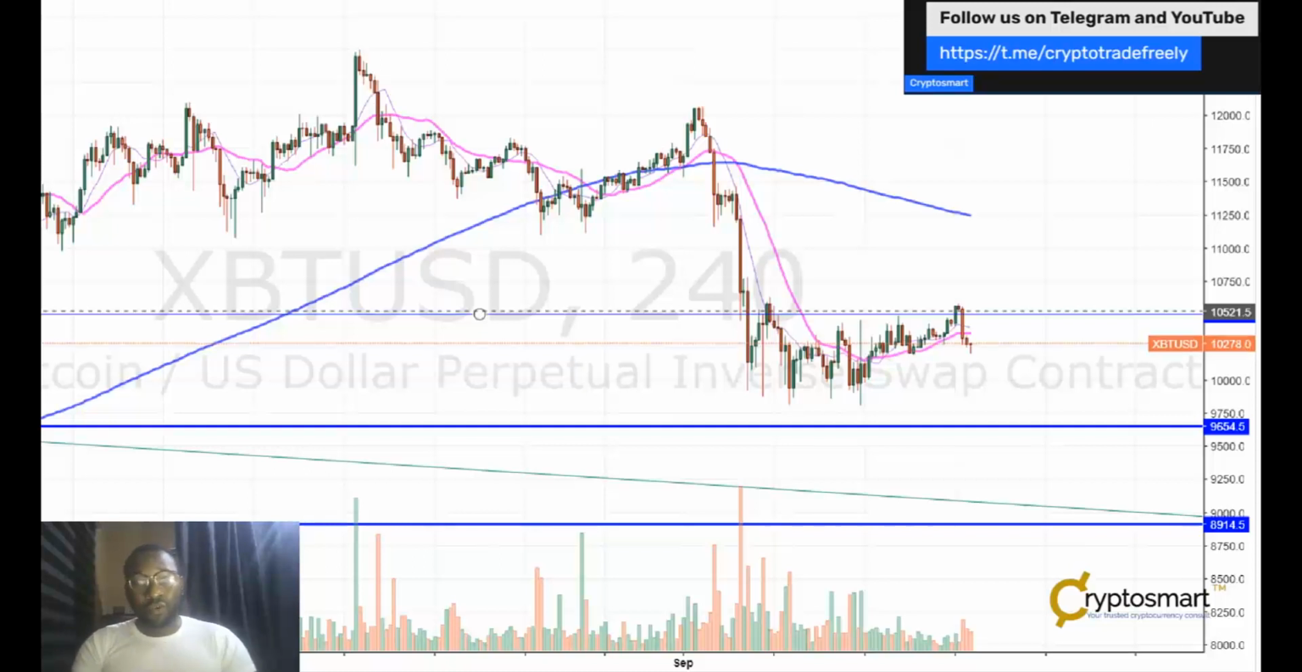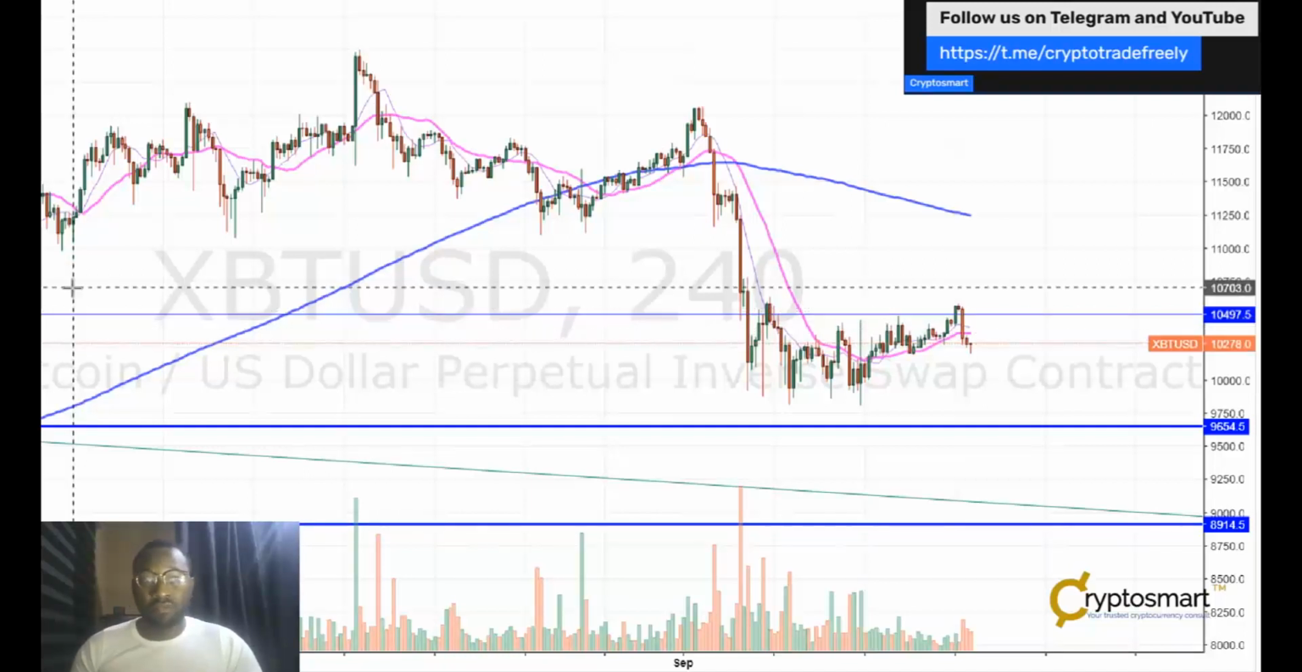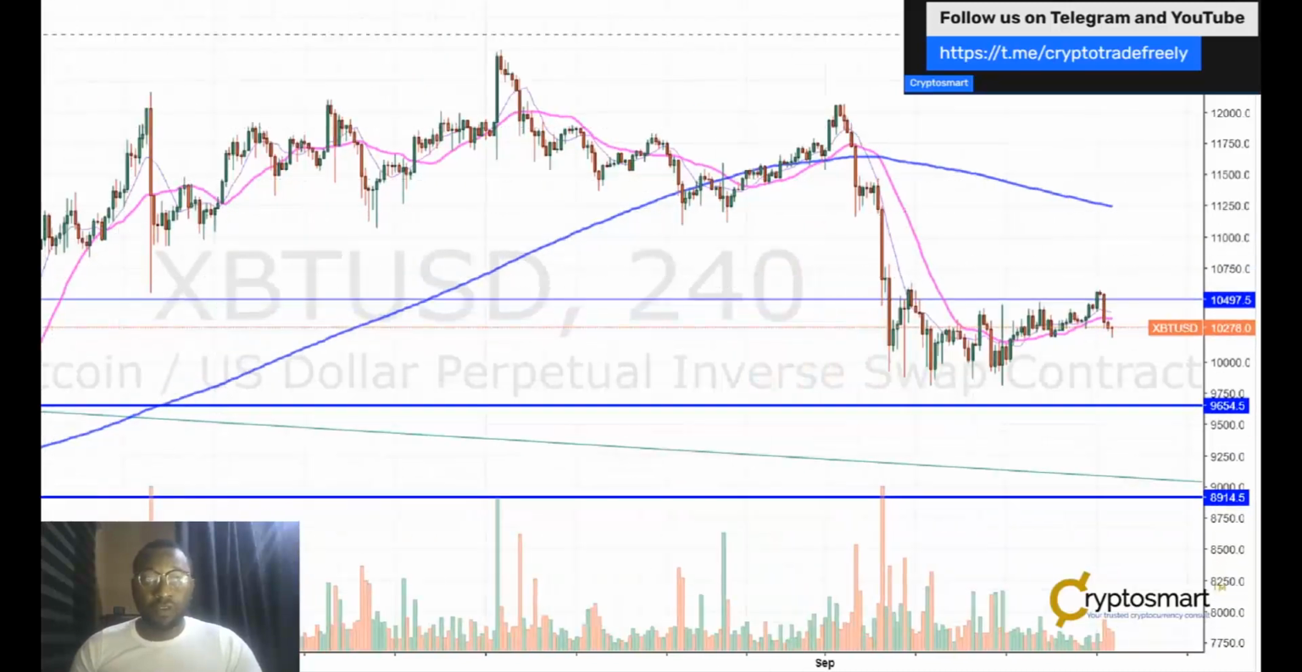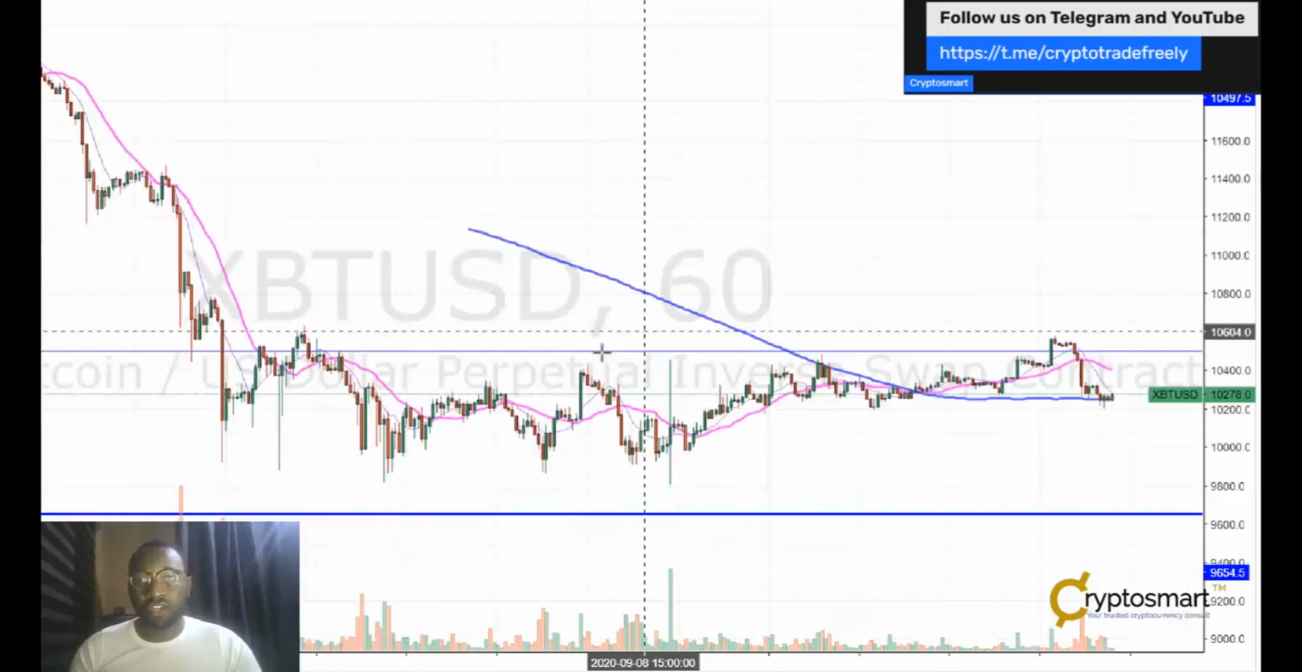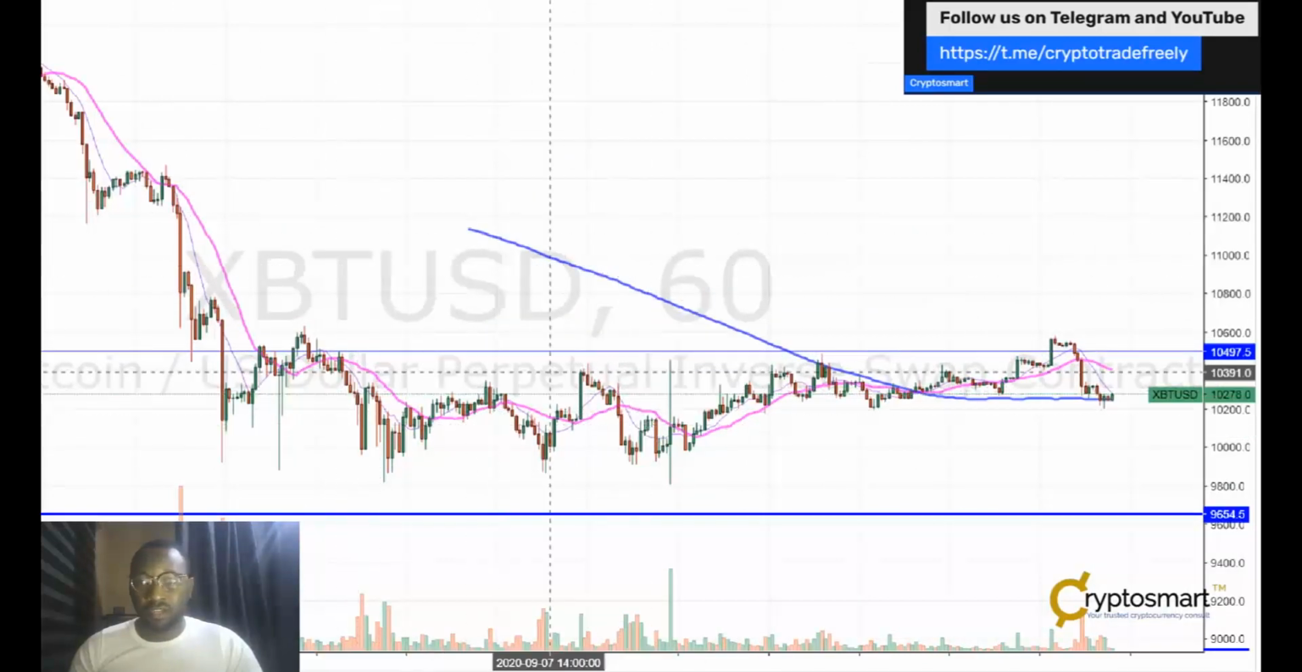So how do you know the price is going to go up or the price is going to go down? Now there are different patterns on the candles. Aside from using indicators, you can actually understand most of this movement from the candlesticks. So right now I'm going to be shifting to the 1 hour chart on Bitcoin. This is the 1 hour chart on Bitcoin.